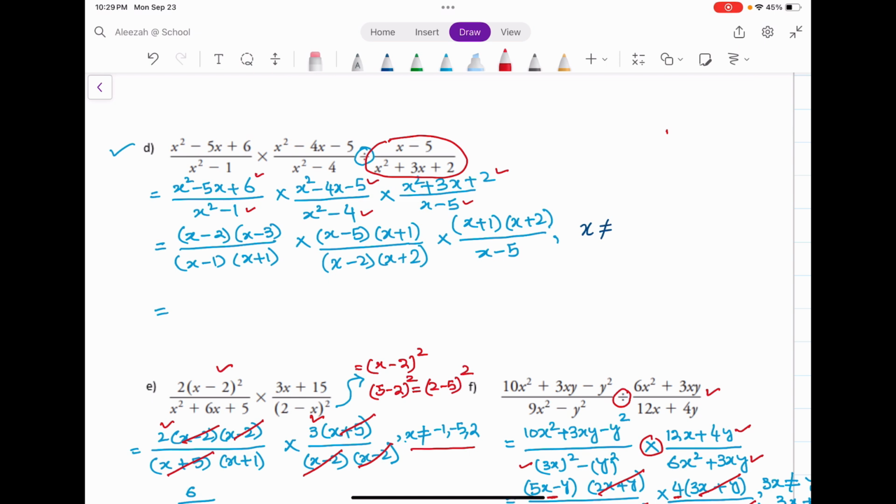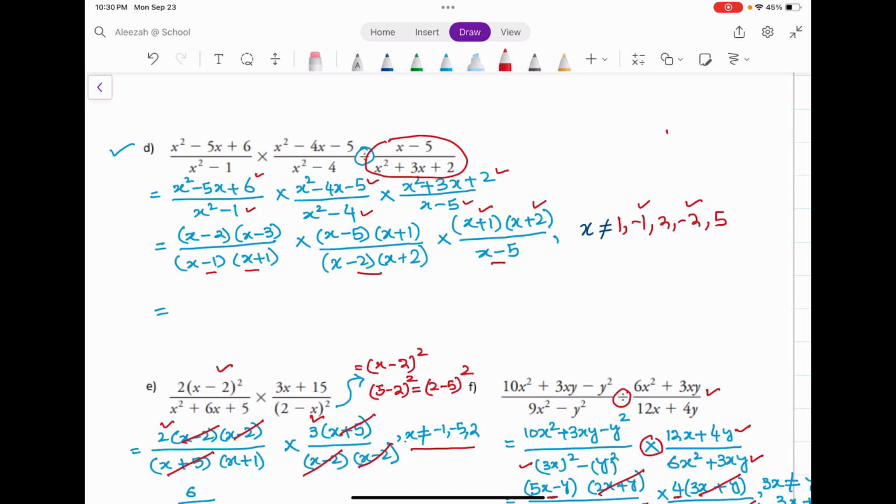So if I look at these two, the restriction will be x is not equal to 1, negative 1. For these two, x is not equal to 2, negative 2. For this one, x is not equal to 5. And for this one, x is not equal to negative 1, which I've already done. For this one, x is not equal to negative 2, which is already there, right? So these are my restrictions.